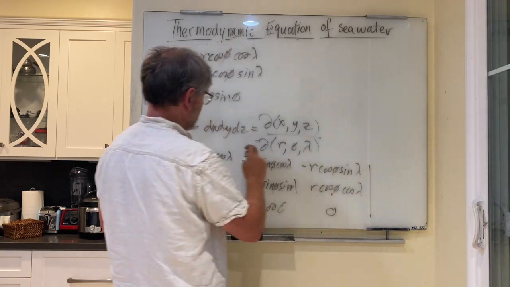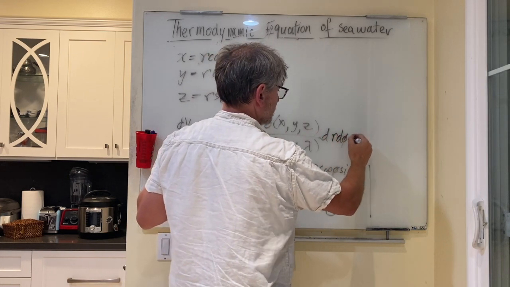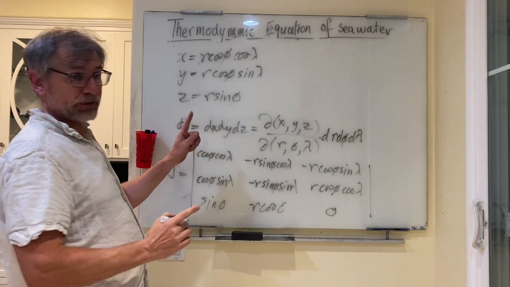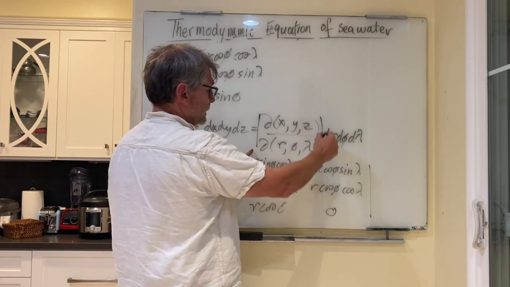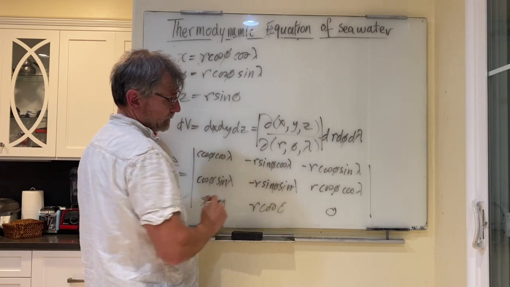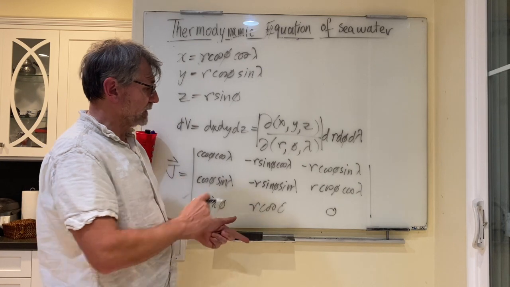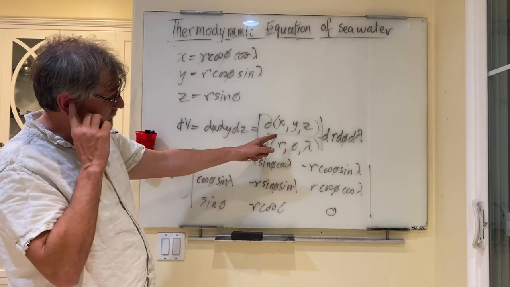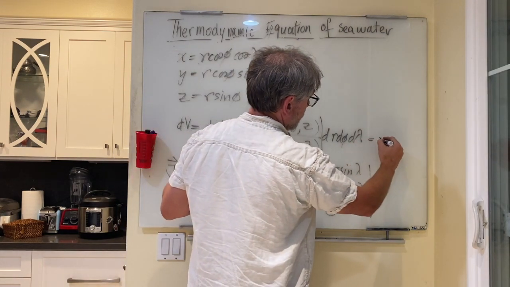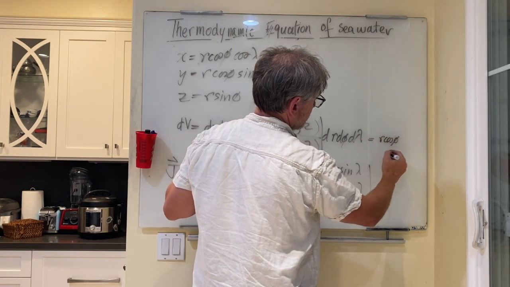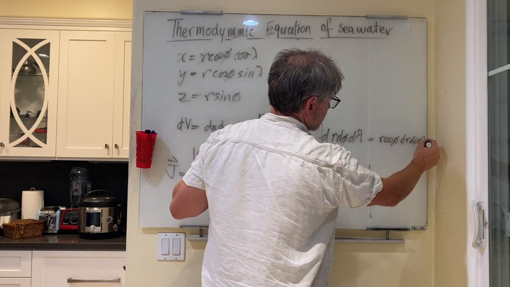Oh, sorry, I forgot here. I have to put the dr, d phi, d lambda. And one more thing I should point out when we do the integrations is we put the absolute value, because this determinant has a sign, right? Because it's the oriented volume. So in this case, we'll put the absolute value, and this works out to be r cosine of phi dr d phi d lambda, sorry, r squared.